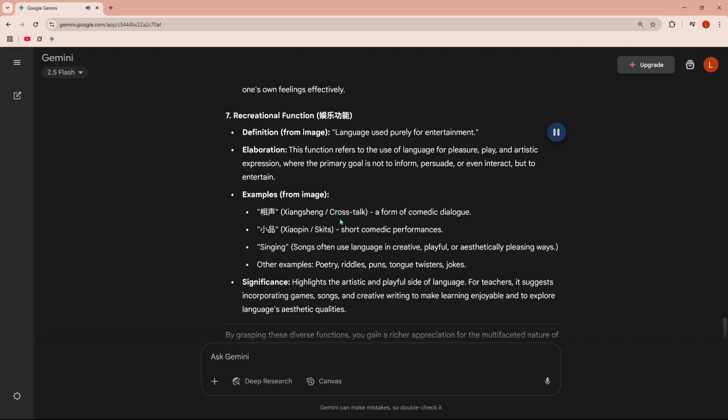Xiaopin, skits, short comedic performances. Singing, songs often use language in creative, playful, or aesthetically pleasing ways. Other examples, poetry, riddles, puns, tongue twisters, jokes. Significance. Highlights the artistic and playful side of language. For teachers, it suggests incorporating games, songs, and creative writing to make learning enjoyable and to explore language's aesthetic qualities.